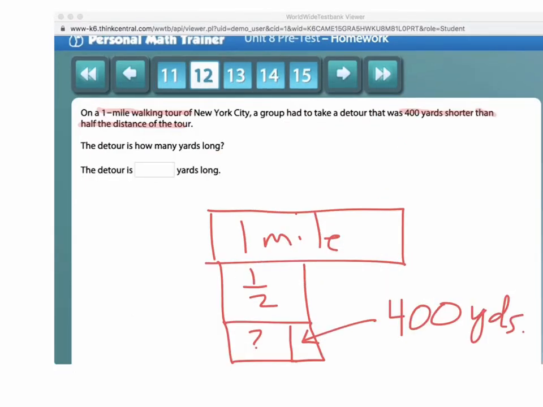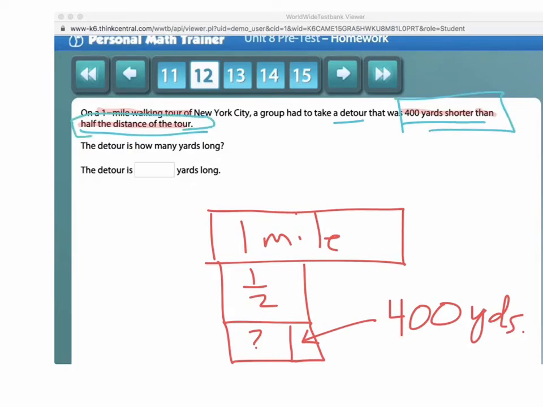Spend a minute unpacking this problem. On a 1 mile walking tour of New York City, a group had to take a detour. That's a different route that was 400 yards shorter than half the distance. Tricky word here: 400 yards shorter than half.